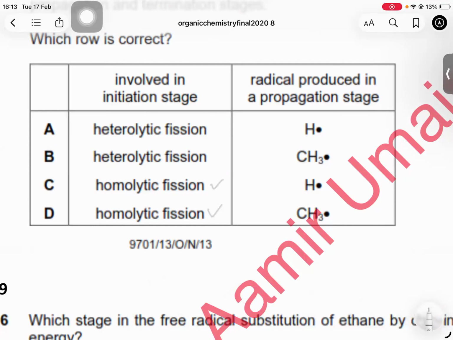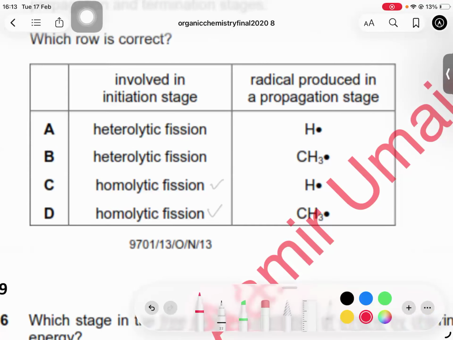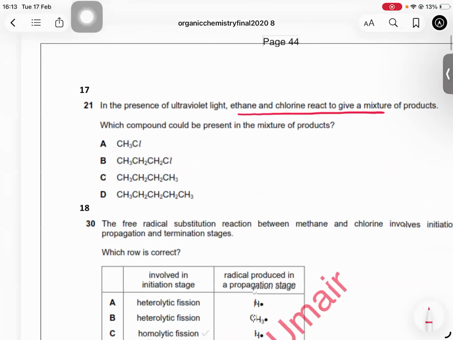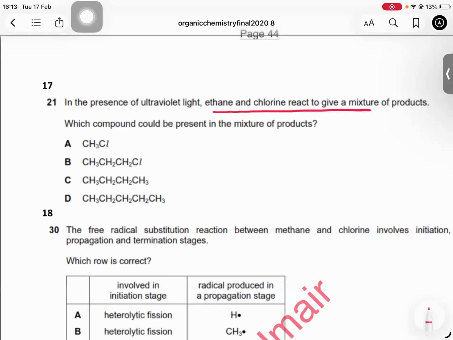Either this one or this one. Then in the propagation stage there is CH3. In propagation, the free radical formed in the first step is not a hydrogen free radical, it is a CH3 or carbon free radical. No, the hydrogen free radical is not produced, but it combines with another Cl free radical and turns into HCl.